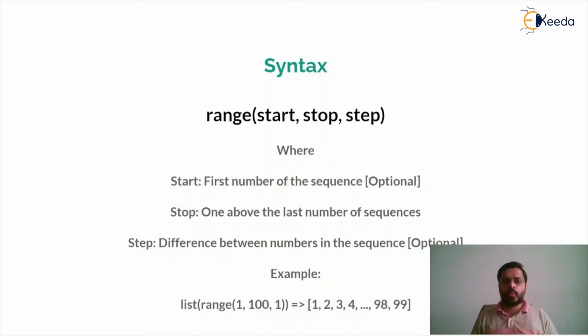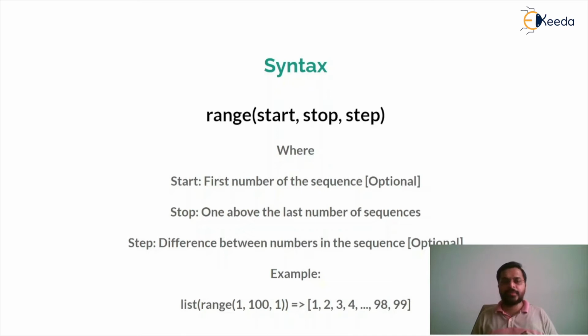Stop is 1 above the last number of the sequence. Basically, if the maximum number that you want to generate in a range is 100, starting from 1, then your stop will be 101. This is a compulsory parameter, so you have to provide a value to it.